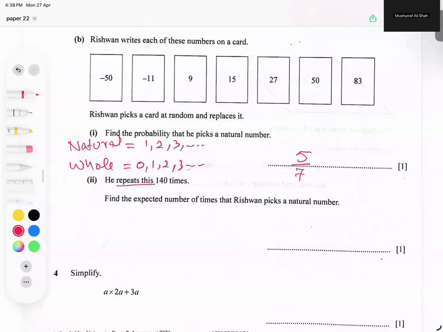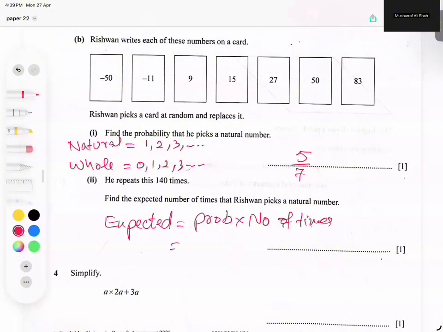He repeats this 40 times. So what is the expected number of times R picks a natural number? Whenever the expected concept comes in exam papers, what is the formula? We write the probability multiplied by the number of times we are repeating that event.